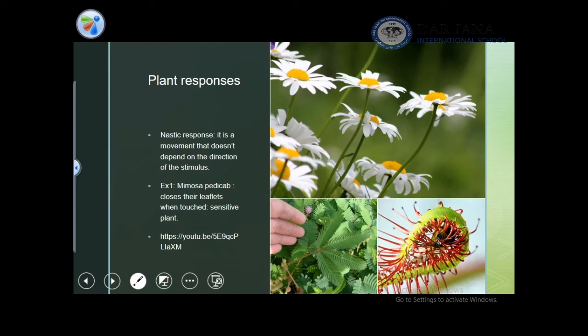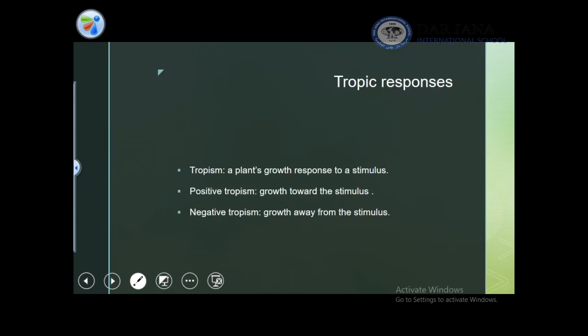We have another example, which is the Mimosa pudica. Mimosa pudica is widely available. It is also available in streets. You can see it wherever you go. Whenever you touch the leaves of this Mimosa pudica with your fingers, the leaflets will close. It is the same for the chamomile flowers.